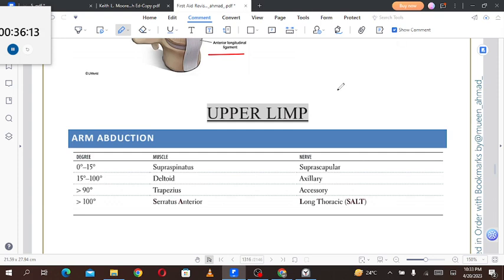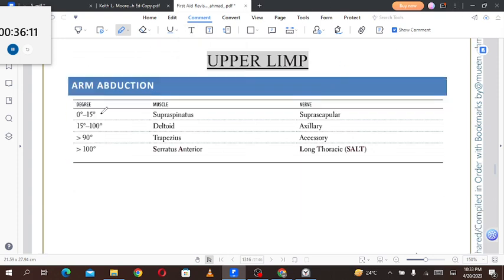Now we'll move towards the upper limb. So 0 to 15 degree abduction is mediated by the supraspinatus muscle. The nerve supply is the suprascapular nerve. 15 to 100 degree abduction is mediated by the deltoid muscle. The nerve supply is the axillary nerve.